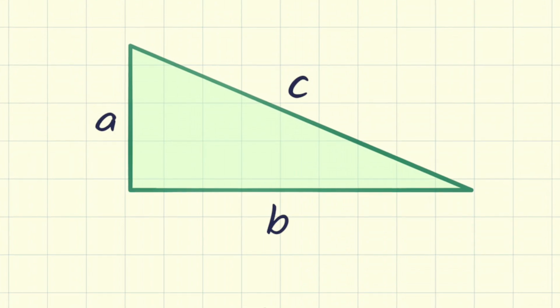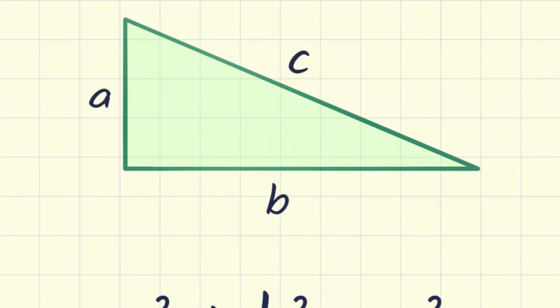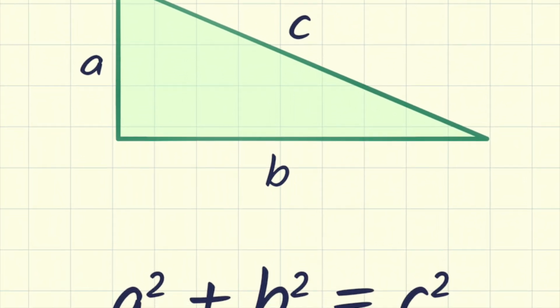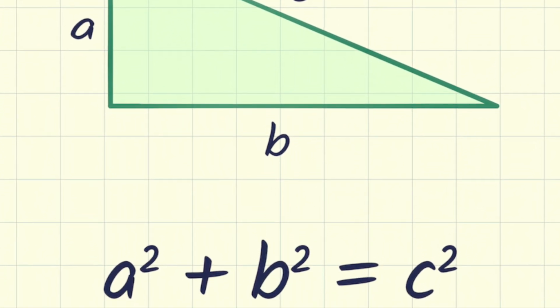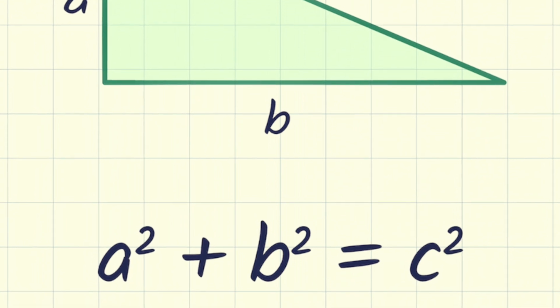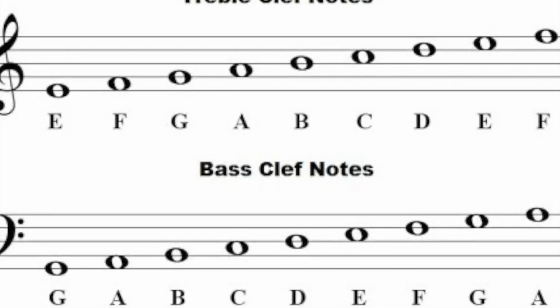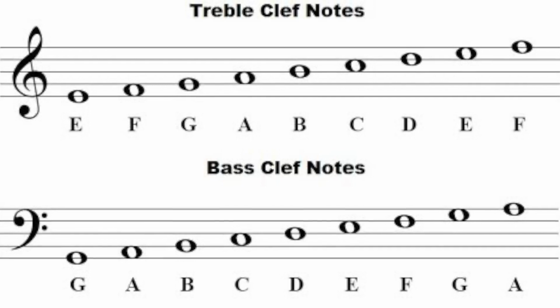You'll most likely know all about this guy from school, you know, the one who created all the equation for a triangle, a squared plus b squared equals c squared. I'm sure you've heard of it. Well, turns out he was also one of the reasons why we have the 7-letter notes.